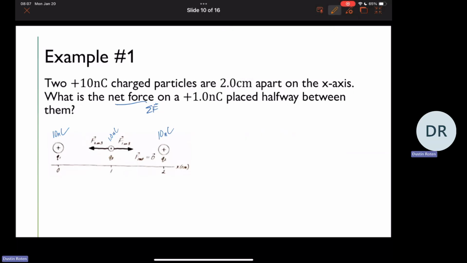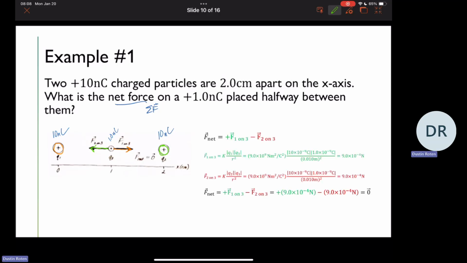So let's see, it looks like we have this first 10 nanocoulomb charge. Well, that's trying to push this smaller positively charged particle away. Then we also have this second charge, Q2, which is trying to push Q3 away. So we have these two force vectors, this green and this orange, and we need to sum these up. Now, it's going to look like Christmas, but let's see.